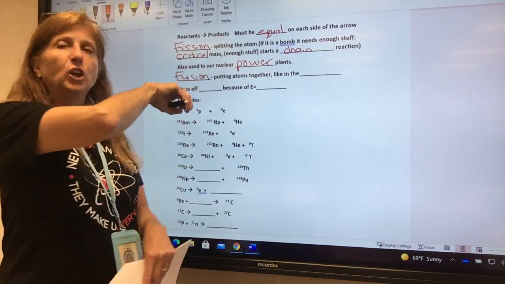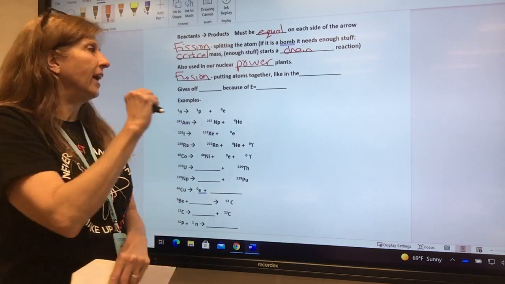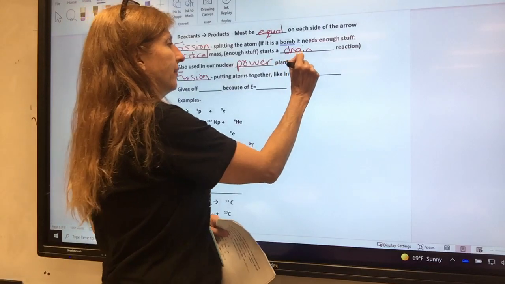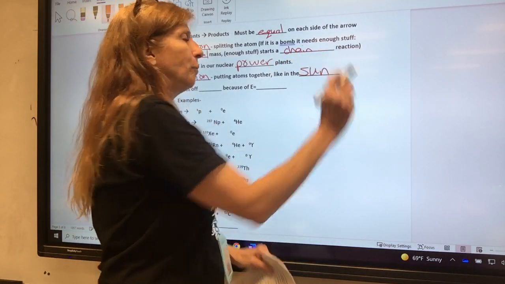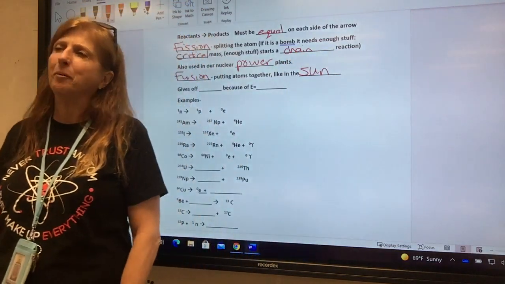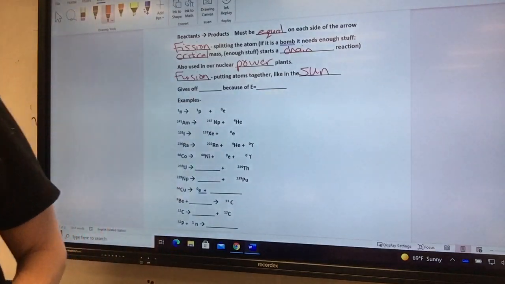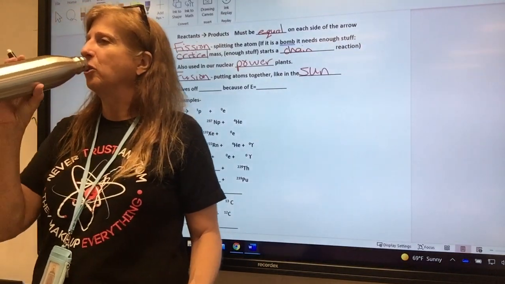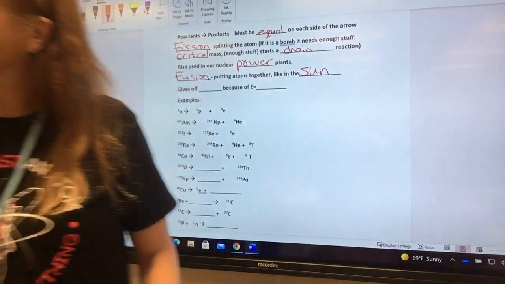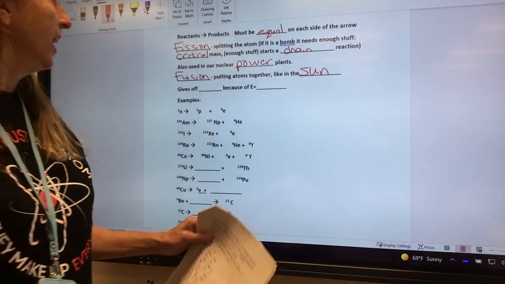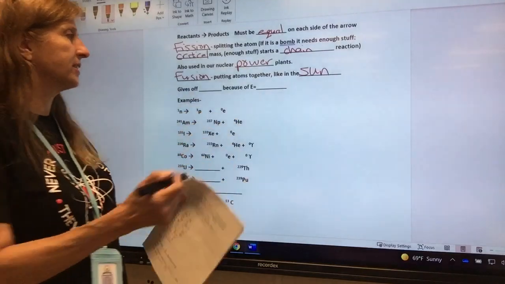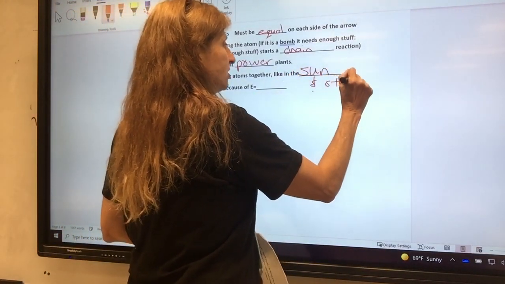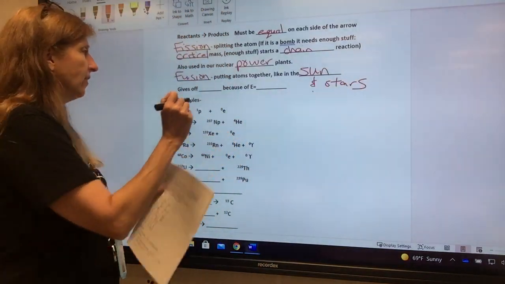So we are fusing, putting together atoms. And this is what is happening in the sun. So when you're a parent and your little kid says, Mommy, Daddy, why does the sun shine? You can say nuclear fusion. Little atoms are being squished into big ones. That's why the sun shines. It's also in all the stars. So it's the sun and stars. That's why the stars shine too. And it gives off energy.